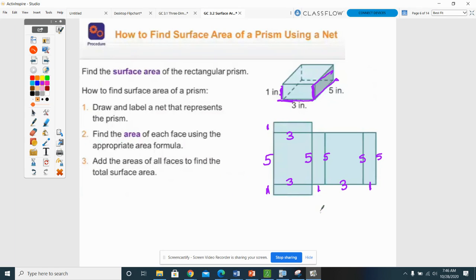Find the area of all the pieces. Base times height is 3 for this piece. 5 times 3 is 15 for this piece. There's a 3. This one's a 5. 3 times 5 here is a 15, and a 5 by 1 is 5 here. Add them all up for your surface area. Again, I think it's a little easier to do them in pairs, but you can do them whatever way you feel comfortable.